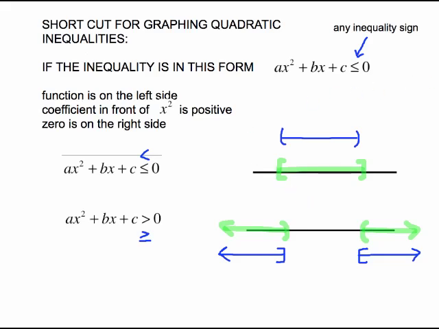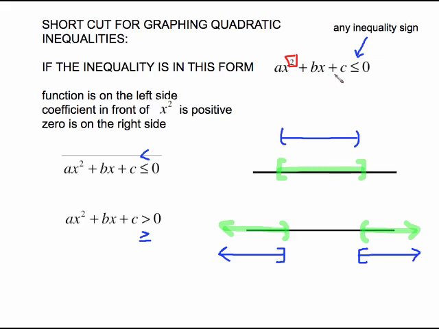Now, I don't know if you've noticed the way we've been shading, but there is a shortcut that works for quadratic inequalities. Later on, we're going to talk about polynomial inequalities, like maybe x cubed or x to the fourth. But as long as this is x squared, there is a shortcut. Now, this works when our inequality is in this form.